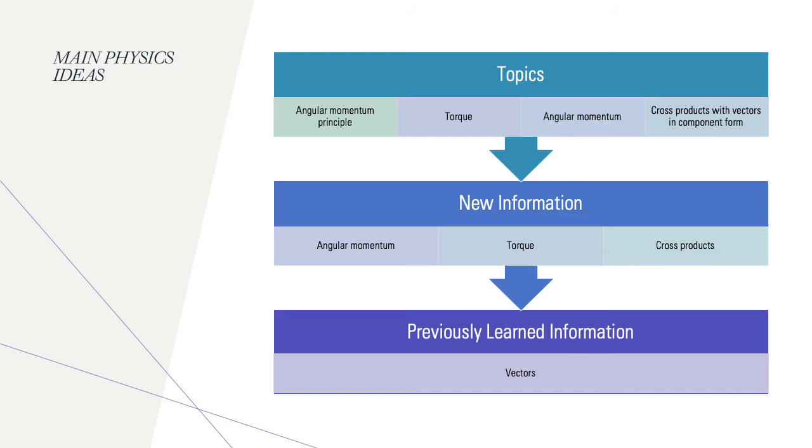The main physics ideas this week were the angular momentum principle, our third fundamental principle in this class, torque, angular momentum, and then cross products in component form. New information for me was angular momentum, torque, and cross products, and previously learned information was vectors and, of course, the two initial fundamental principles.